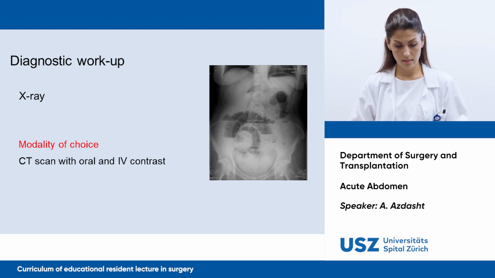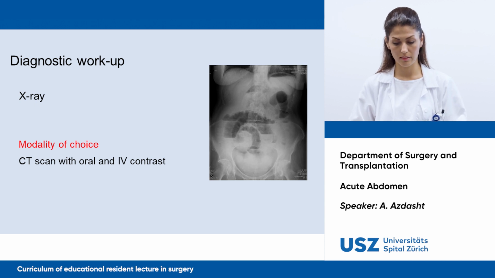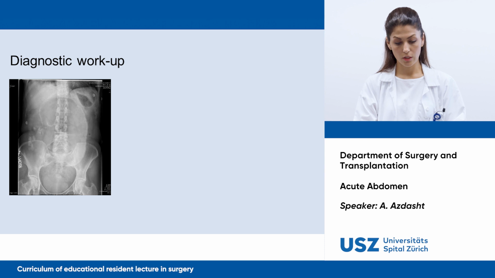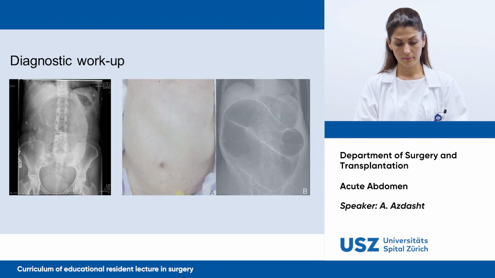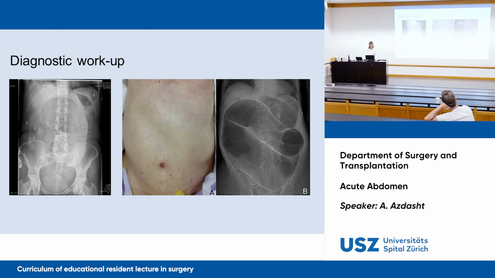So CT scan is, again, the modality of choice, as it is a very good diagnostic tool to detect it in an early stage. Here you can see some examples. I don't know whether you can see it on the big screen, but in the middle picture, you can already see that the bowel is distended without any diagnostics.